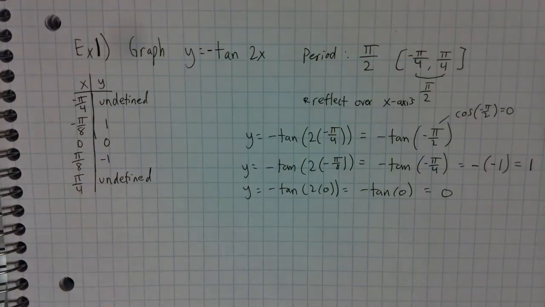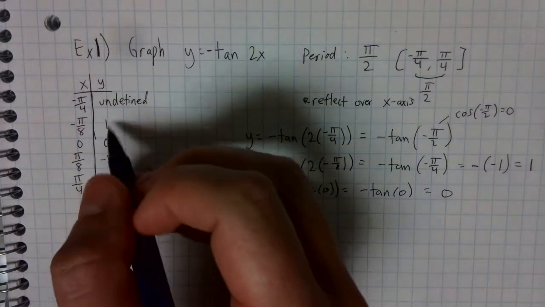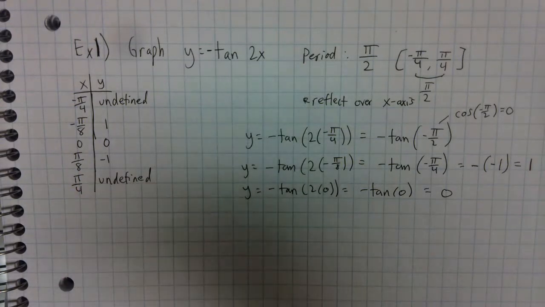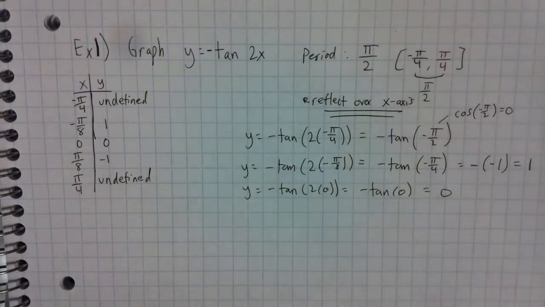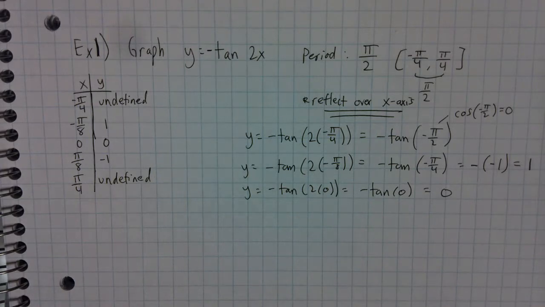All right, so if you compare that with the tangent function, the 1 and the negative 1 have kind of flipped places, but that should make sense because this is going to reflect over the x-axis. So all the positive y's for tangent have become negative y's, and so on and so forth.